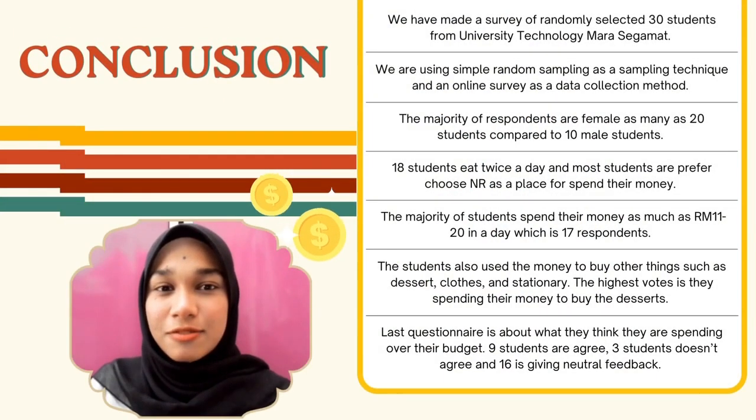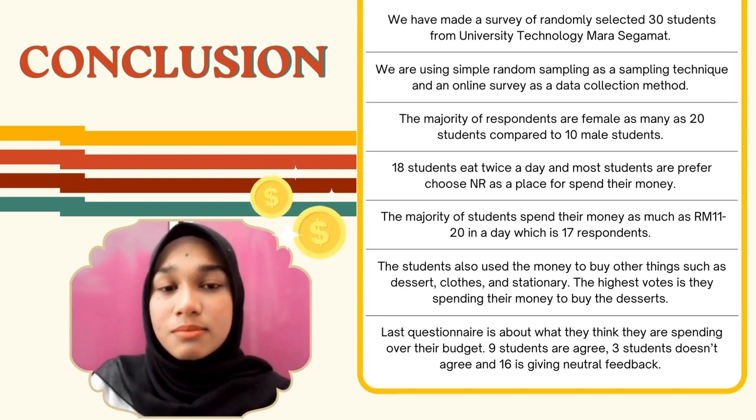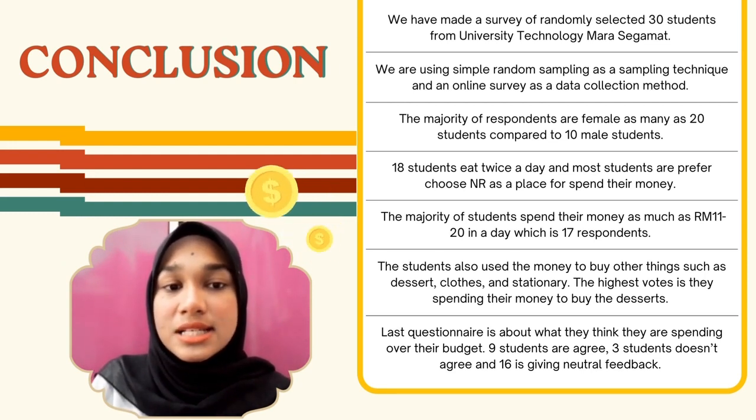For the conclusion, we have made a survey of randomly selected 30 students from UiTM Segamat. We used simple random sampling as the sampling technique and an online survey as the data collection method. The majority of respondents are female, 20 students compared to 10 male students. 18 students eat twice a day, and most students prefer NR as a place to spend their money. The majority of students spend their money as much as 100 to 20 ringgit in a day, which is 70 respondents. The students also use the money to buy other things such as dessert, clothes, and stationery. The highest vote is for spending money on dessert.